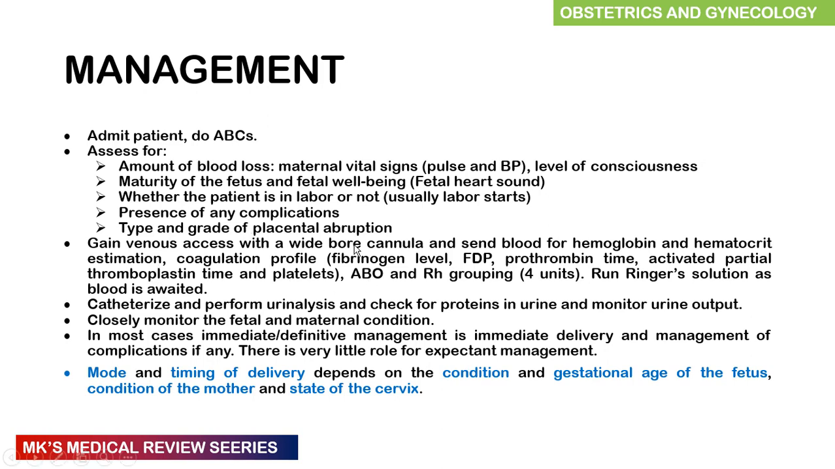So when you're doing your ABCs, don't forget to check that the airway is patent and the patient is breathing. If they need oxygen, give them oxygen to maintain their saturations. Then gain access with wide bore cannulae. Send your blood for hemoglobin and hematocrit estimations, your coagulation profiles, your ABO blood groupings, and you should secure at least 4 units. Then start running Ringer's lactate as you await other solutions or the blood you have sent for. Catheterize the patient, do a urinalysis to check for any proteins in the urine, monitor the urine output, then closely monitor the fetal and maternal condition.